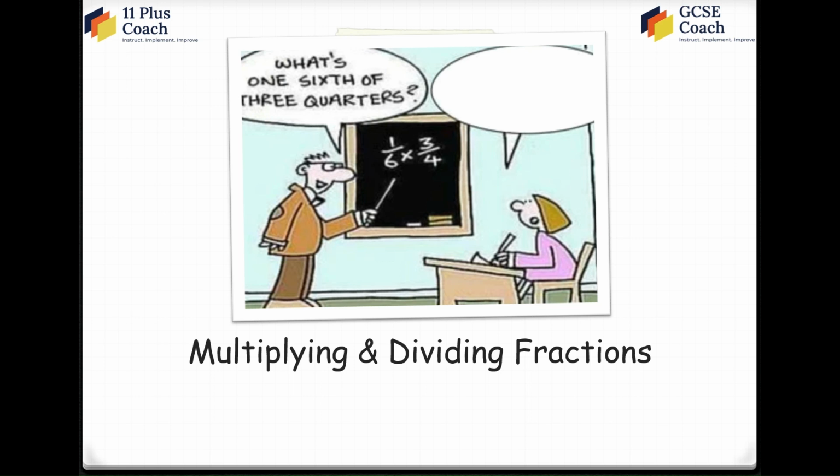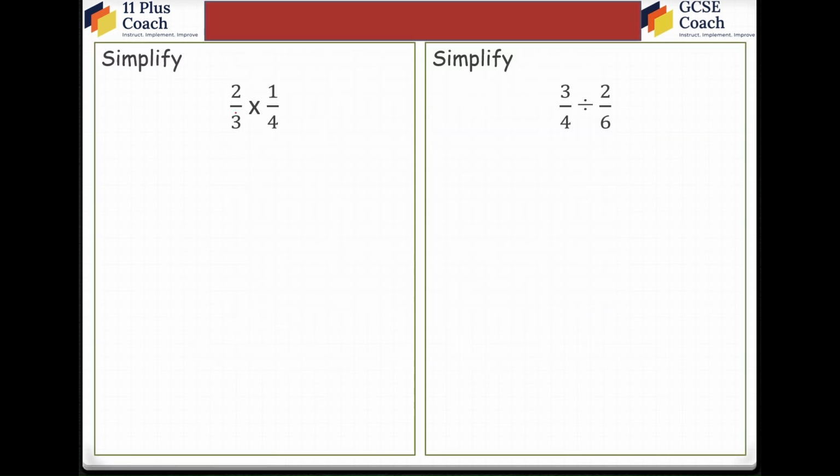In this video, we're looking at multiplying and dividing fractions. So, how do you multiply and divide any fractions basically? In this question here, we have 2/3 times 1 over 4. The simplest way to multiply fractions is simply times the numerators together and denominators together. That's all you need to do. In fact, multiplying fractions is easier in many ways than adding and taking away.